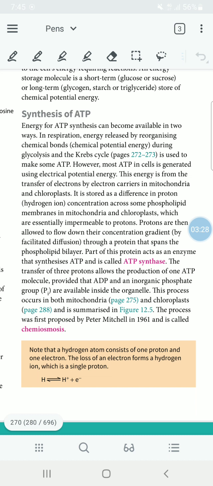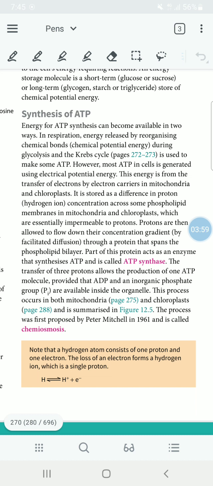It is stored as a difference in proton or hydrogen ion concentration across phospholipid membranes in mitochondria and chloroplasts, which are essentially impermeable to protons. So the phospholipid membrane is impermeable to protons. So there is a proton difference, a concentration difference, between the two sides.